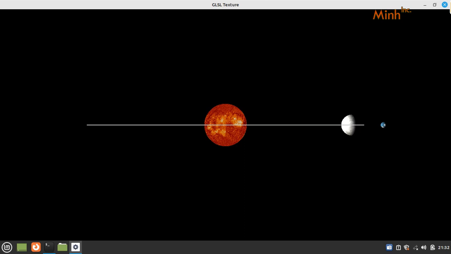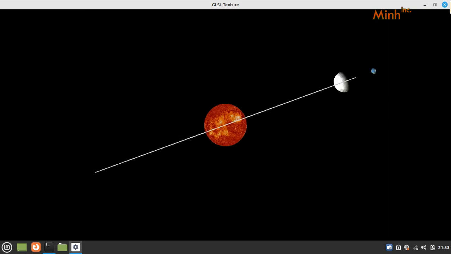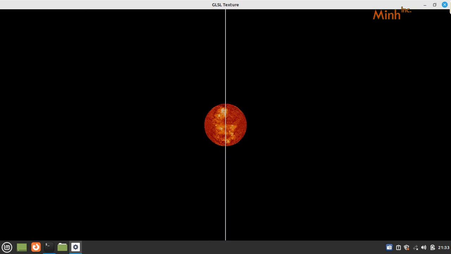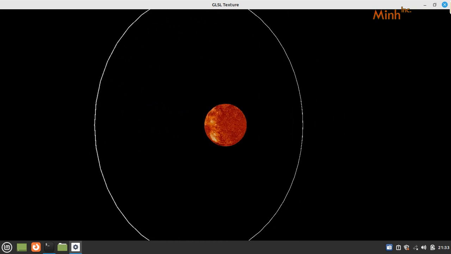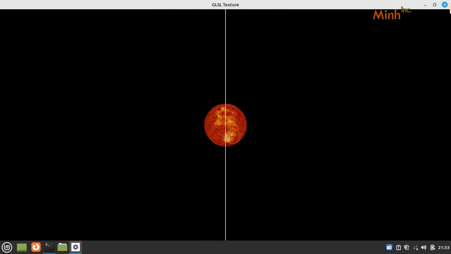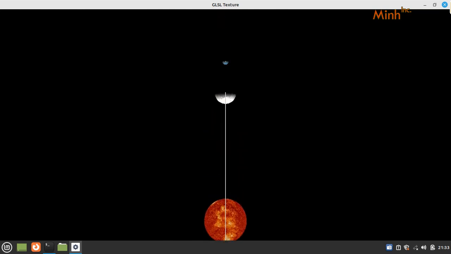Okay, so we have moon and earth in this fashion. This is what we have drawn. And now in OpenGL, we can draw anything we want. Okay, so this is how it is.